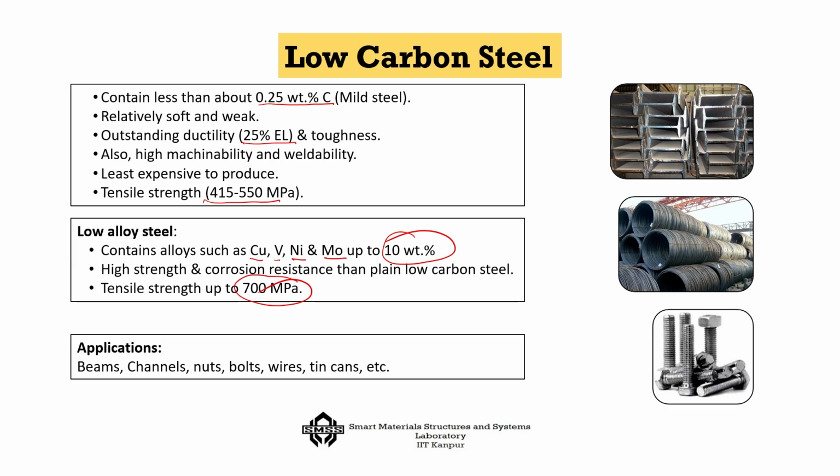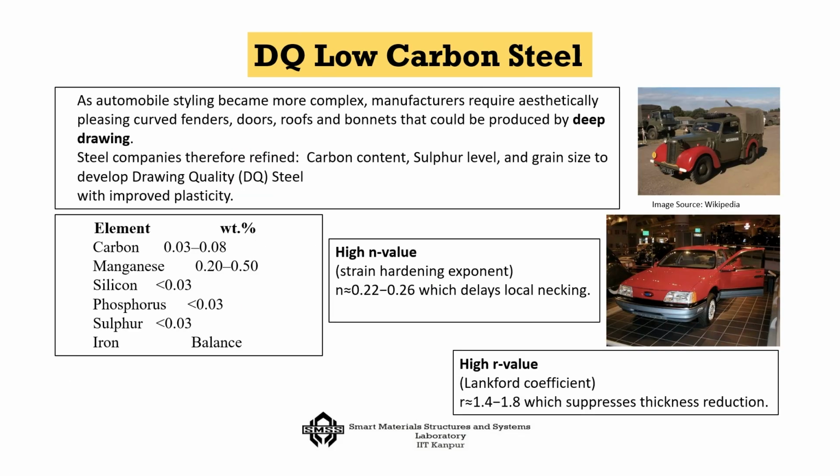And this has huge use for all structural applications like steel structures, beams, channels, nuts, bolts, wires, tin cans, etc. So, that is the low carbon steel group. There is a very special group of low carbon steel, called drawing quality low carbon steel, which has a big use in automobiles.